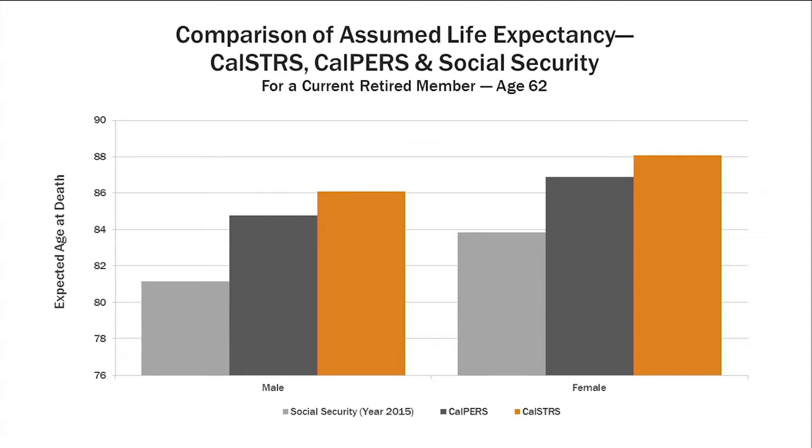I know CalPERS did a study fairly recently. Social Security updates theirs every year. Ours has not been updated for 5 years. Once we update ours, that difference is going to be even greater. So I just want you to keep that in perspective. But our teachers live longer than the rest of the population. You can see it here.